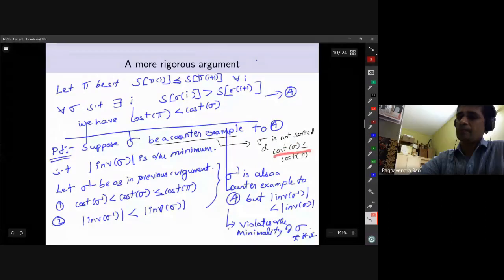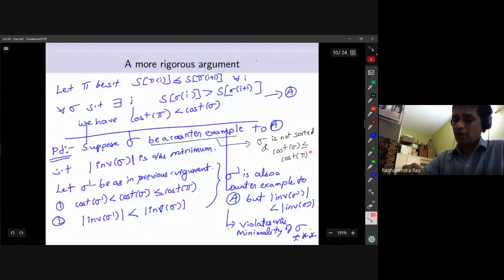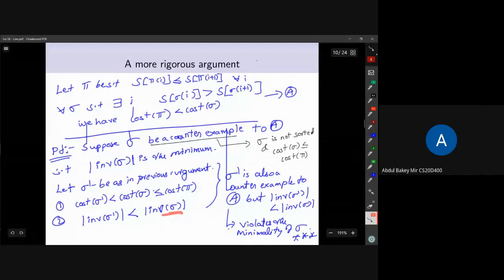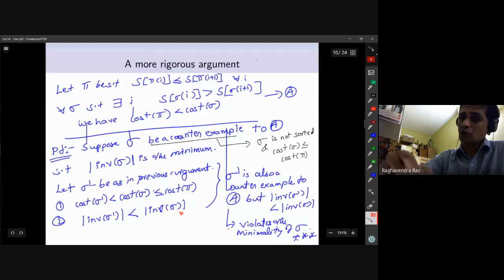And the number of inversions in sigma prime is smaller than the number of inversions in sigma. So sigma prime is also a counterexample to A with a smaller number of inversions.